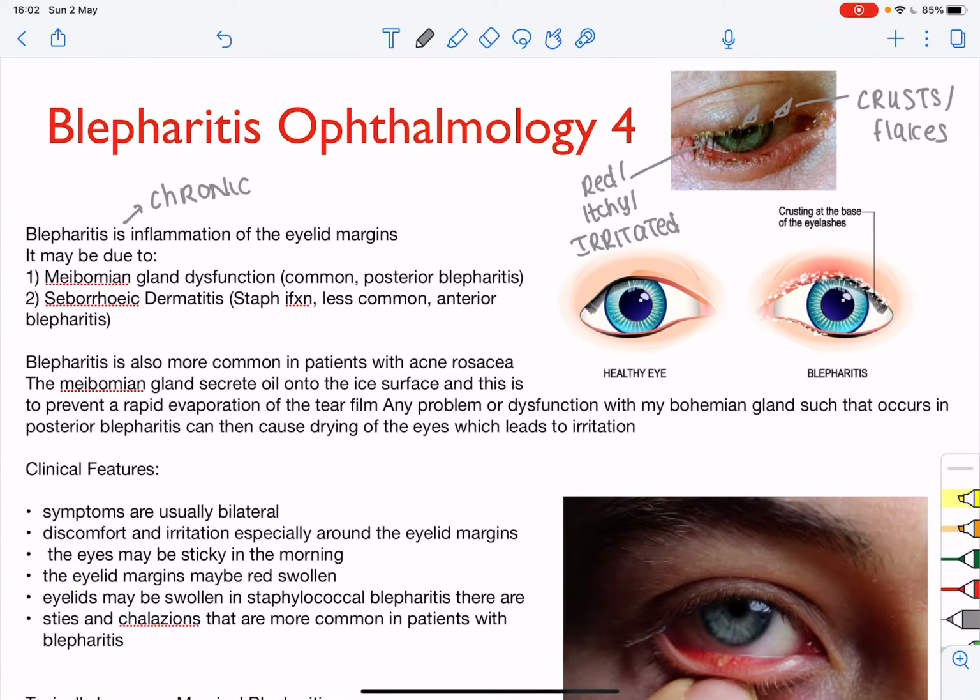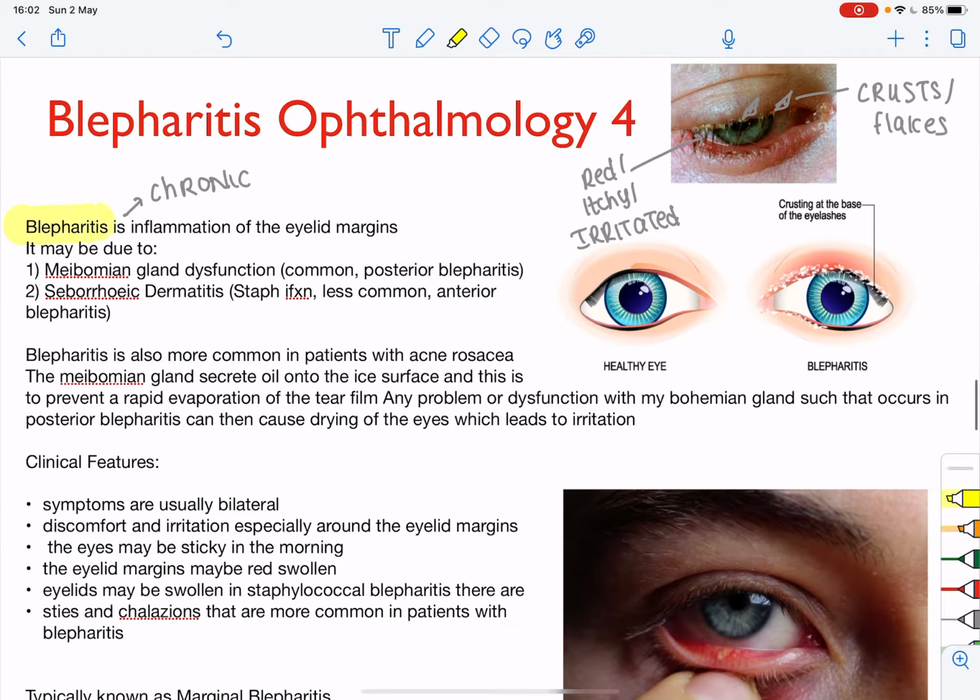So this is part 4 of ophthalmology, where we're talking about eyelid diseases. Now I want to talk about blepharitis. Blepharitis is a chronic inflammation of the eyelid margins, and what's important here is that it is in fact chronic, which really distinguishes it from our previous talks on hordeolum. Remember, chalazion and hordeolum are the other eyelid diseases we already discussed.